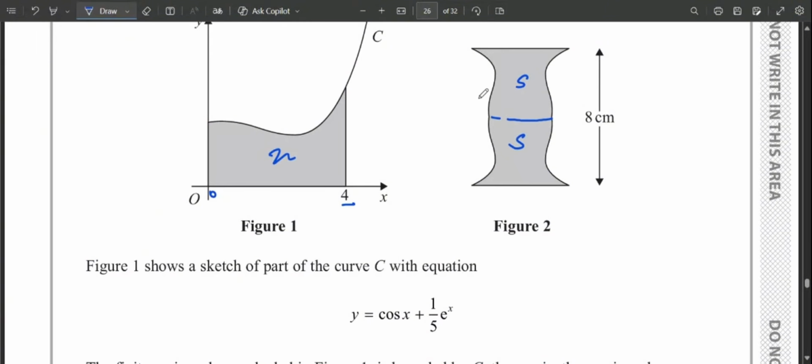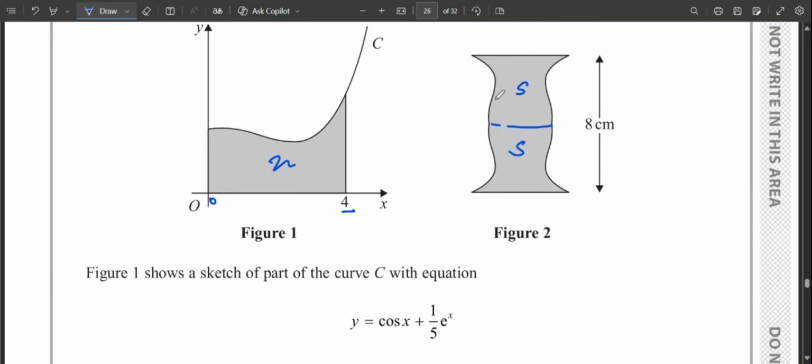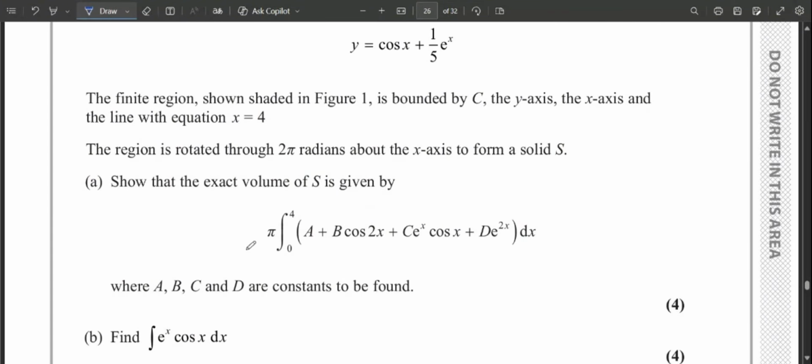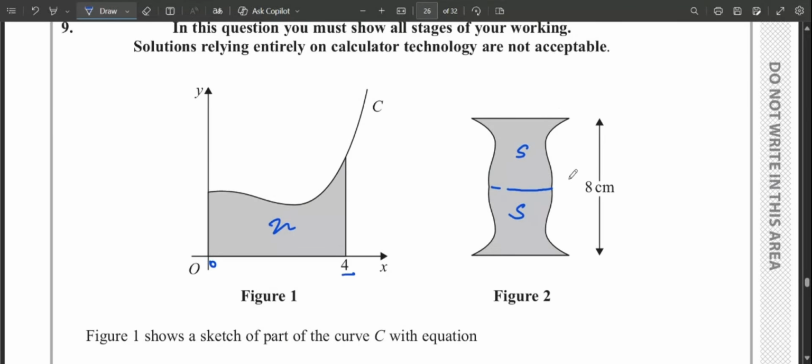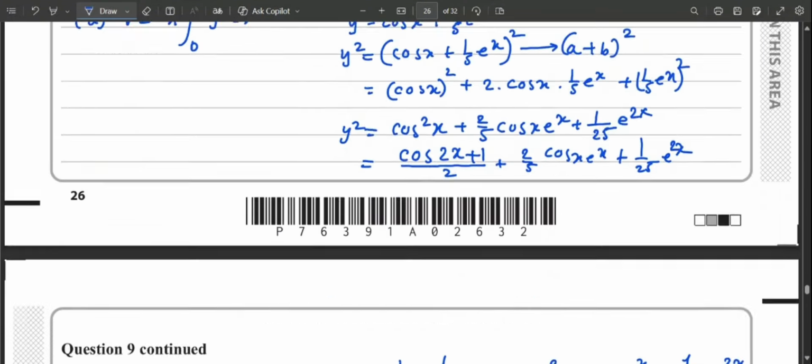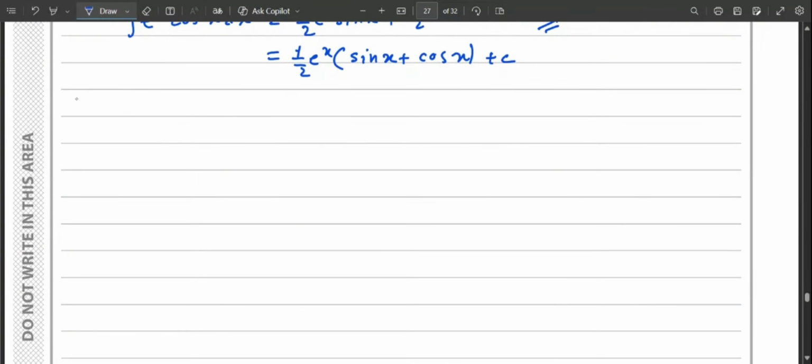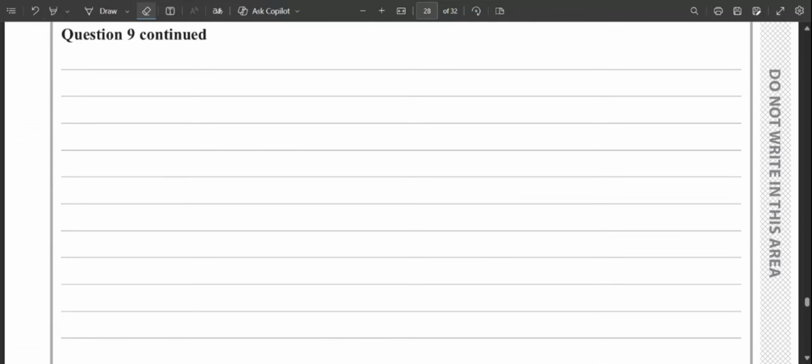We have an expression for the volume of this solid S in our part A. So we can integrate this expression, and the answer to this integration will be the volume of our solid S. And for the whole volume of this object, we need to double the volume of S. So for part C, I can write it down on the next page.